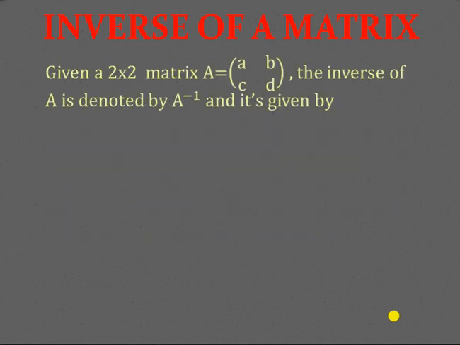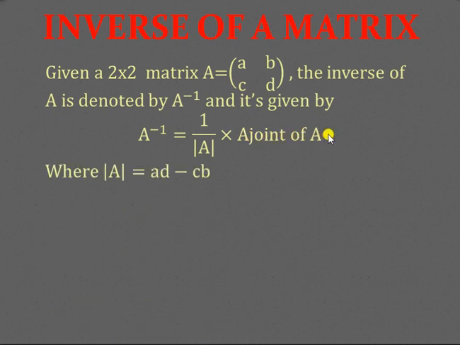Let's look at an inverse of a matrix. Now we are going to consider a 2 by 2 matrix, for example A = [a b; c d]. The inverse of this matrix A can be denoted by A power negative 1. Now A power negative 1 is pronounced as A inverse, and it is given by the formula below. So A inverse is equal to 1 out of the determinant of A times the adjoint of A.